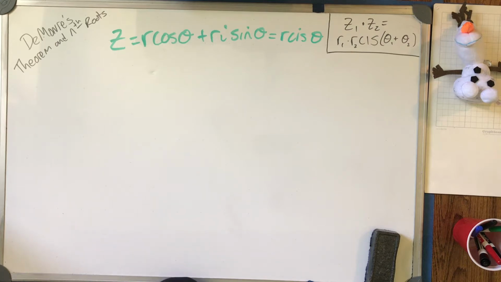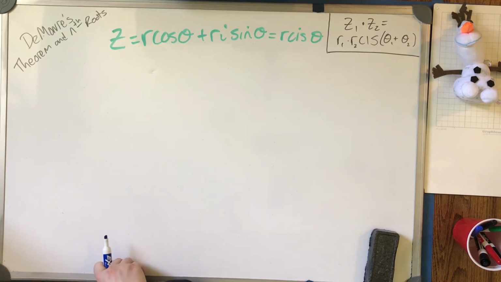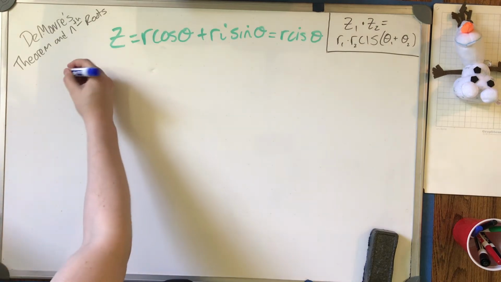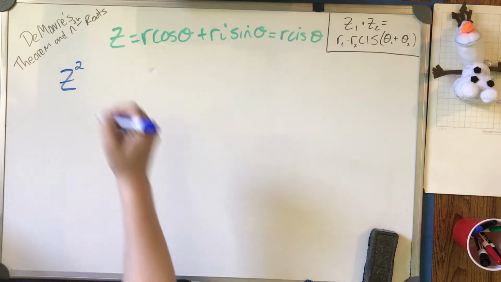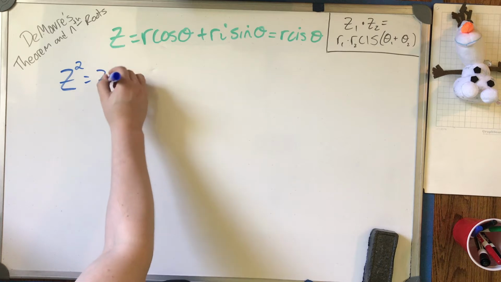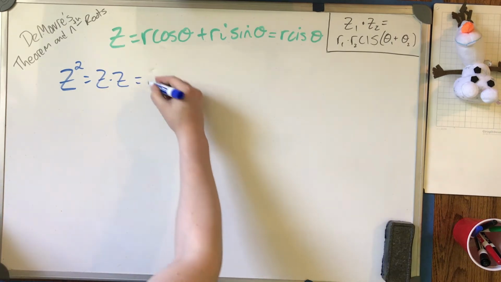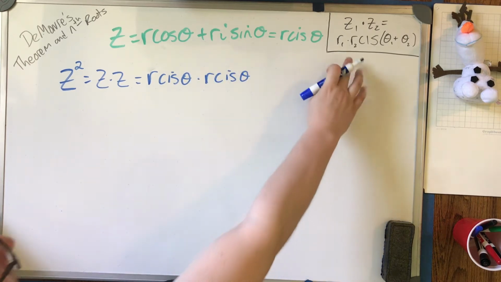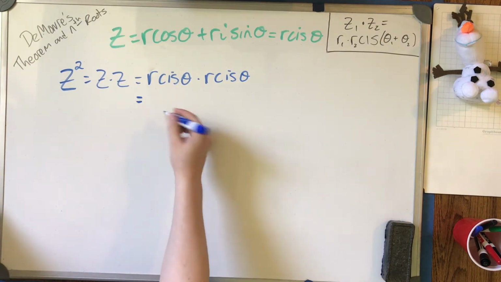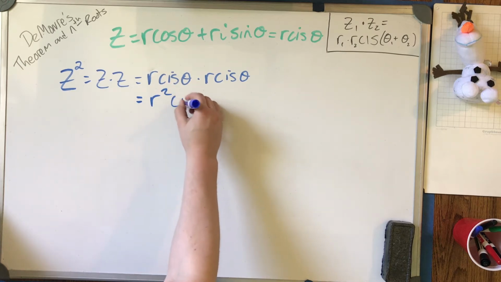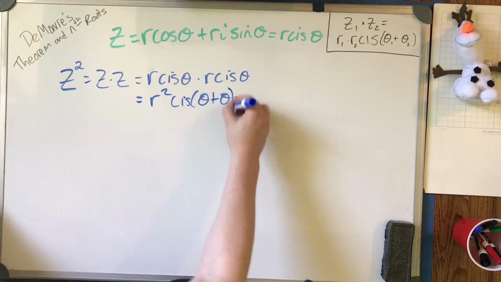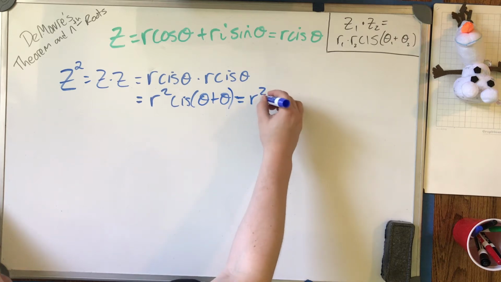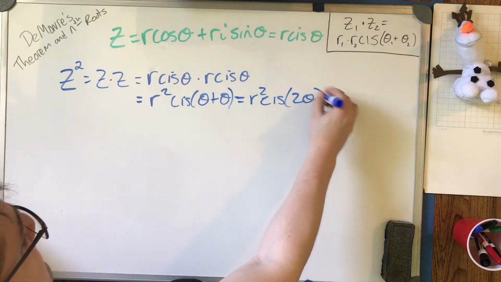So we want to see what happens when we start raising these to powers, and this is when we're going to find out how powerful the trig form really is and what makes it so much better than the standard a plus bi. So if I have z squared, that's really z times z. So this is r kiss theta times r kiss theta. And according to our formula over here, we can just multiply the two radiuses and then add the angles. So if we simplify that, we get r squared kiss 2 theta.